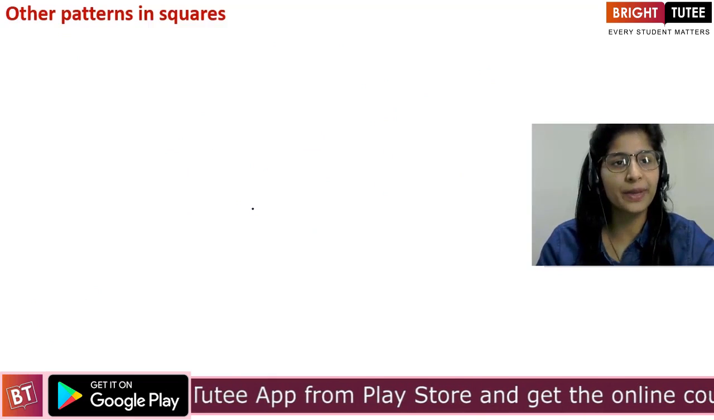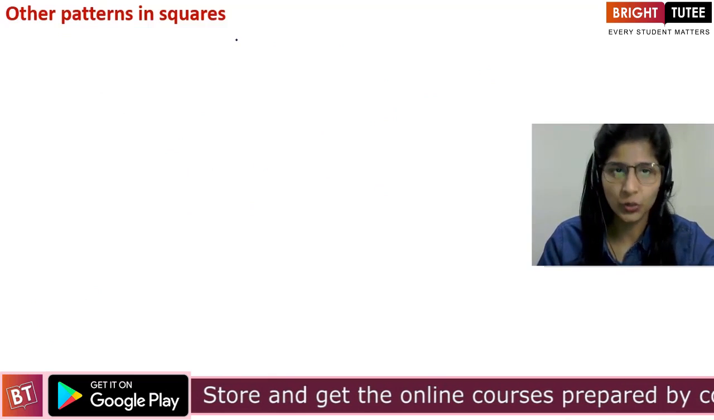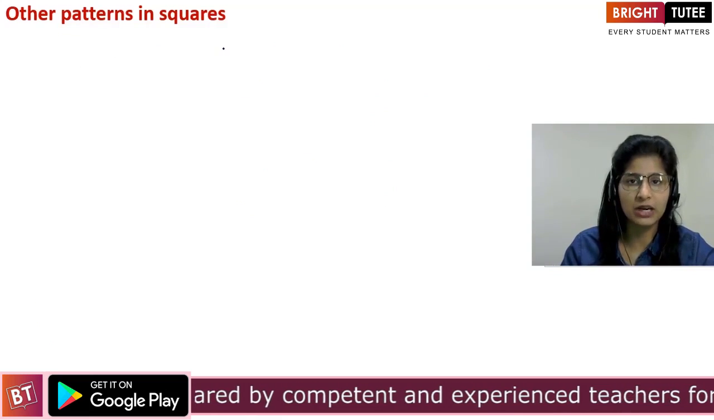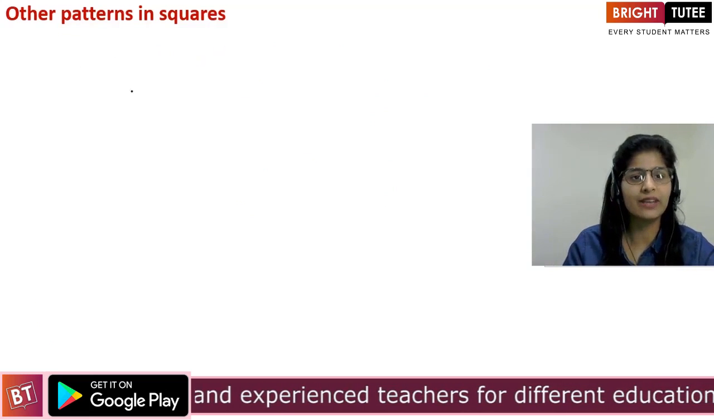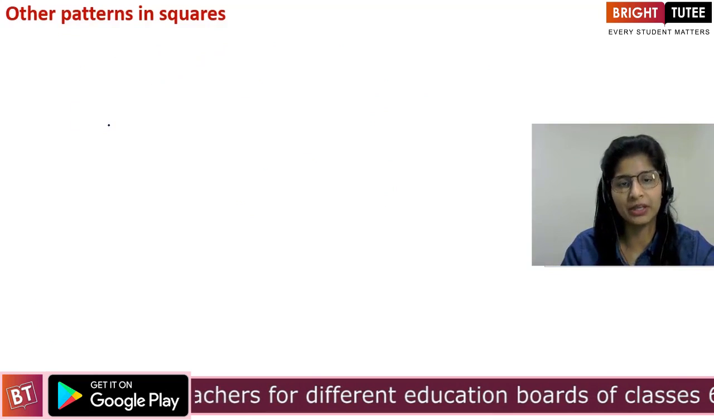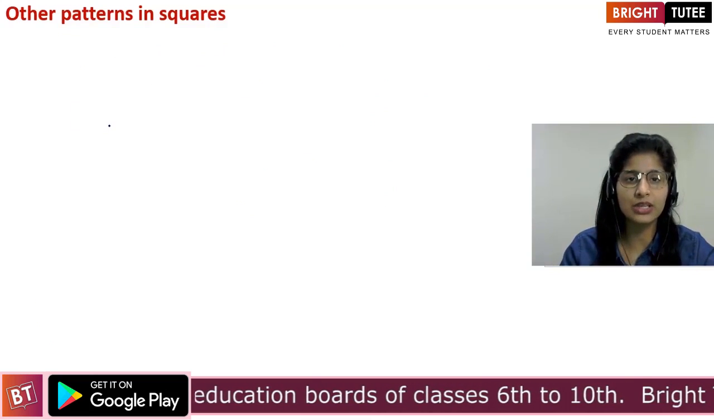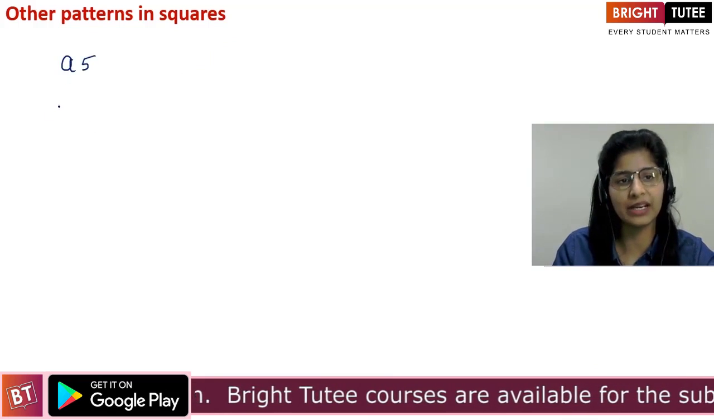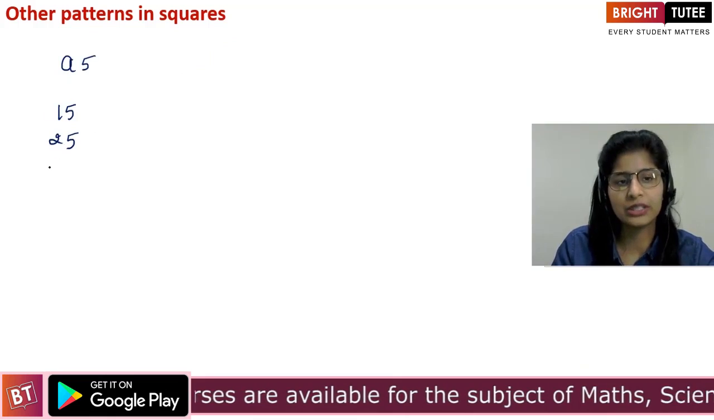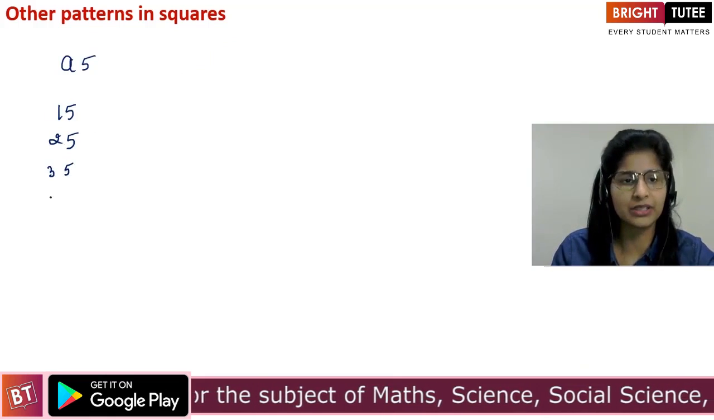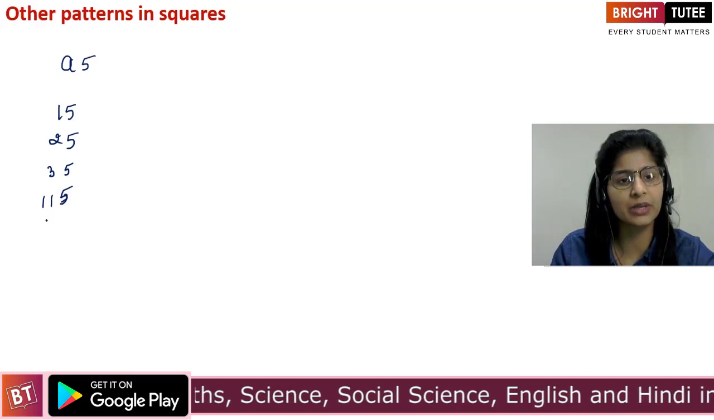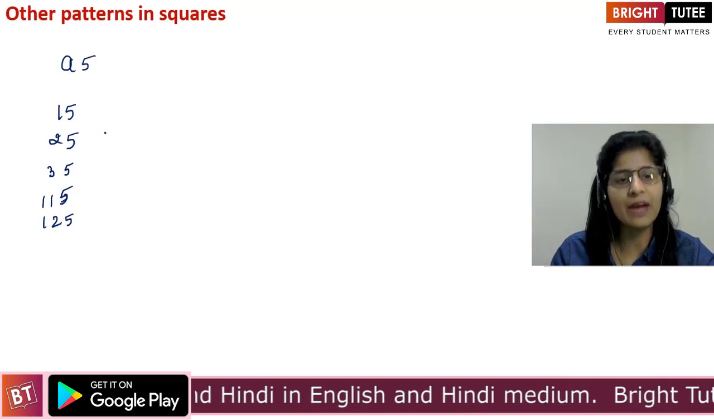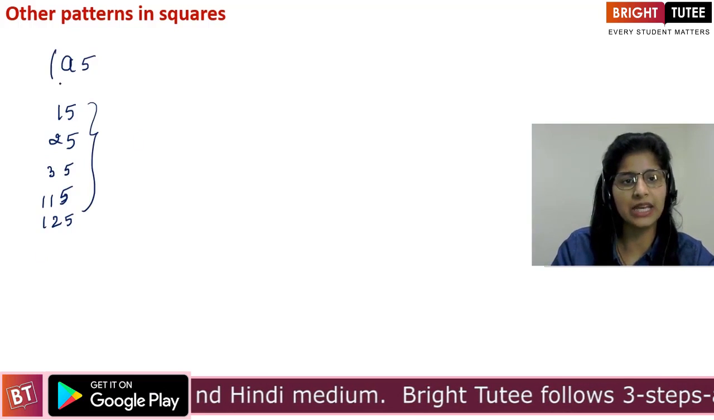So the next topic is other patterns in squares. There is one more pattern that we can observe and apply to the questions. Whenever we have to find the square of a number whose ones digit, or unit digit, is 5, suppose the number is A5 in general form. This A can be 1, 2, 3, it can be any number, like 11, 12. So whenever we have to find the square of such numbers, that means A5 whole square.